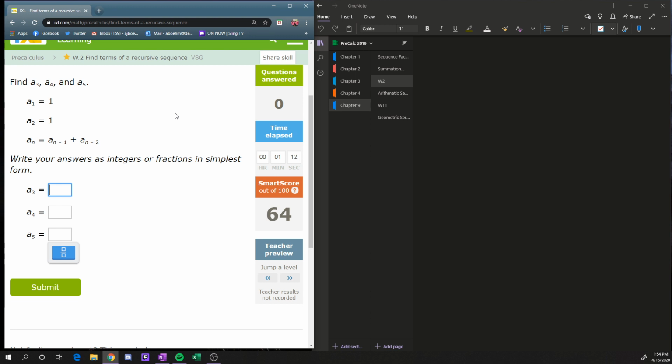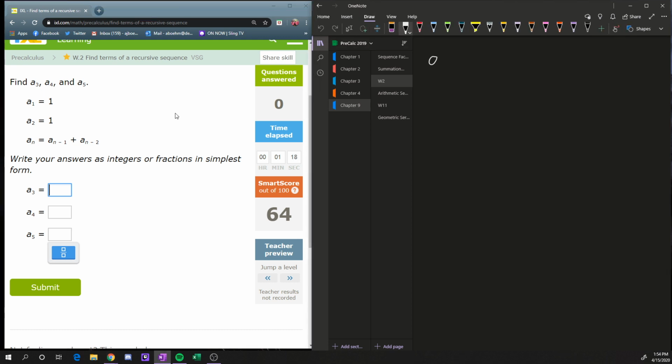All right. So in this example, we're given A1. A1 is equal to just 1. A2, that's also 1. And then the rule for AN is summing the term before it and the term before that. So keep in mind, these subscripts just mean the number of the term. This little 1, that just means the first term. This little 2, that just means the second term. This N, that just means the nth term. N minus 1 is the term before that, and N minus 2 is 2 terms before N.